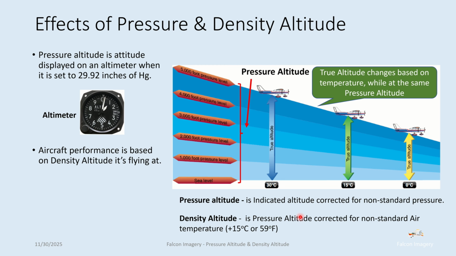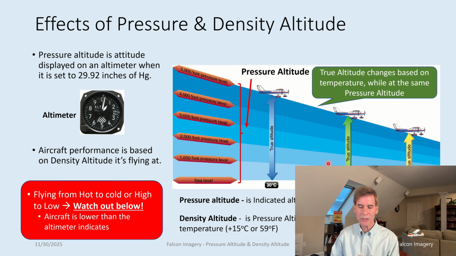So at very high temperatures, 30 degrees Celsius, our pressure altitude is still 5,000 feet, but our true altitude is much, much higher. As we get cooler, let's say we fly into a cold air mass and the temperature goes down, we're still showing a pressure altitude of 5,000 if we have 29.92 inches of mercury dialed into the Kollsman window on the altimeter. We would have a much lower true altitude. And as we get colder, our true altitude would get lower and lower.